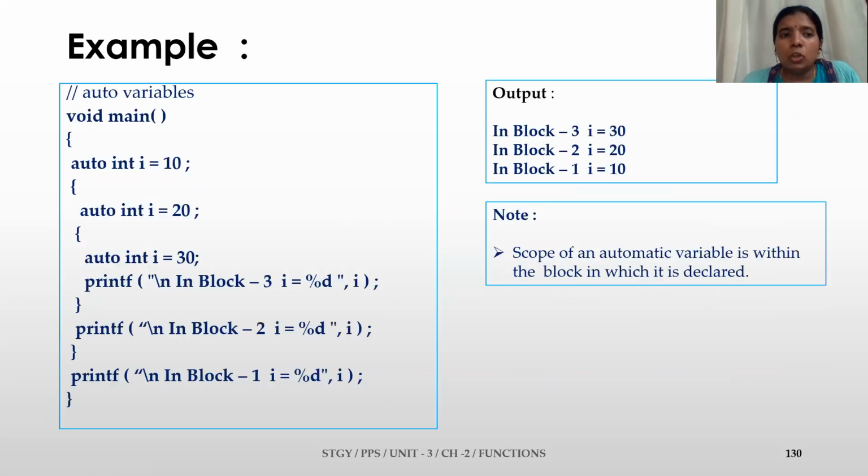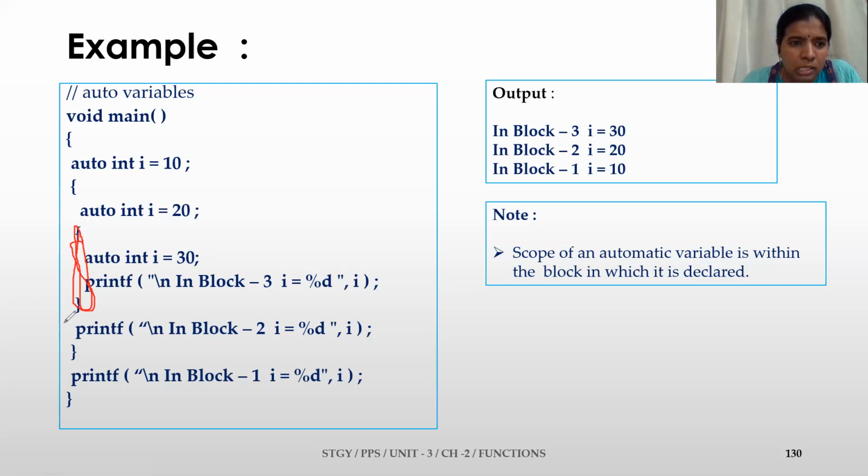That means whether I write int i or auto int i, it means the same. It is automatic. That's the point I am describing. Okay, so there is i which is given 10, open a bracket, i which is given 20, open a bracket, i which is given 30. So in block 3, this value is only within this block because an automatic variable's existence is only in the block. So therefore, i gets 30 in block 3.